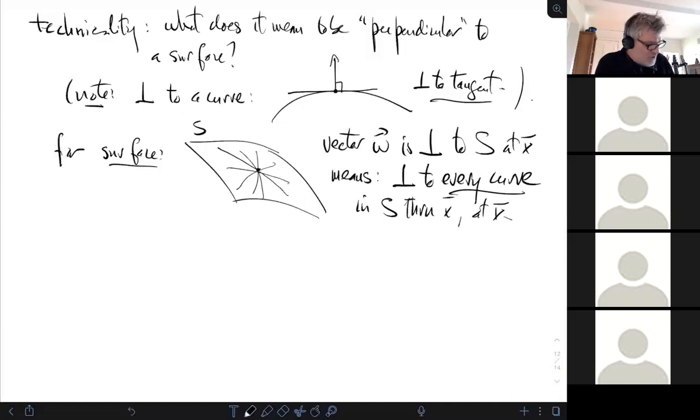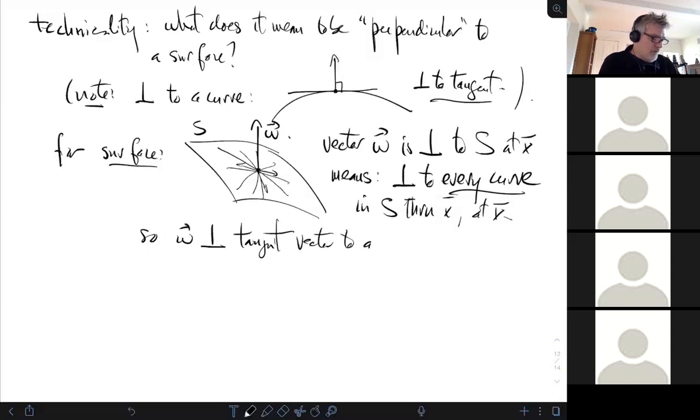So if you take the tangent to any single curve which is in S, the curve has to be through S. You look at the tangent vectors there, then this vector W should be perpendicular to all of them. So W perpendicular to tangent vector to all curves in S at X bar.